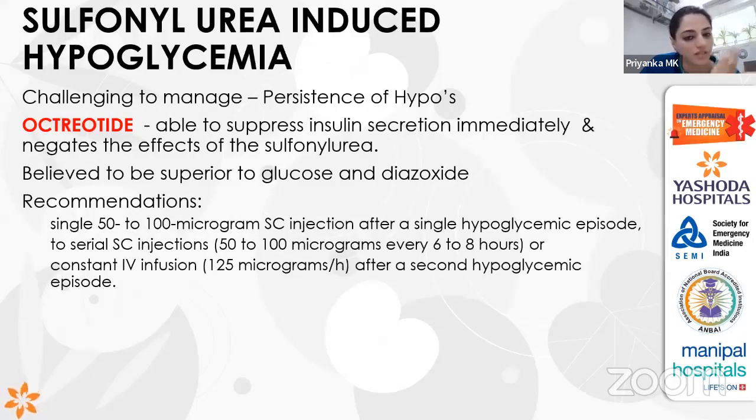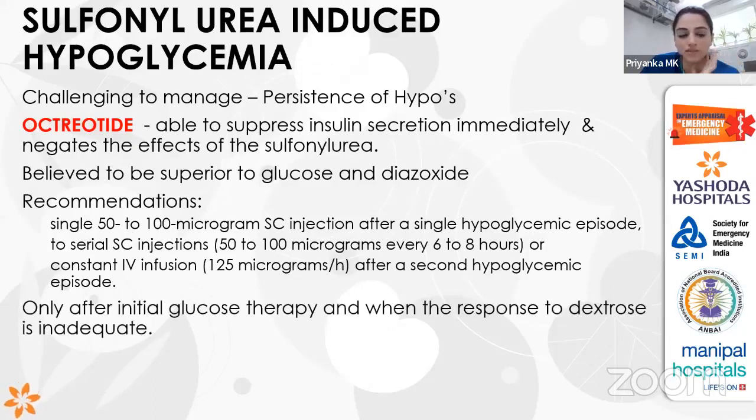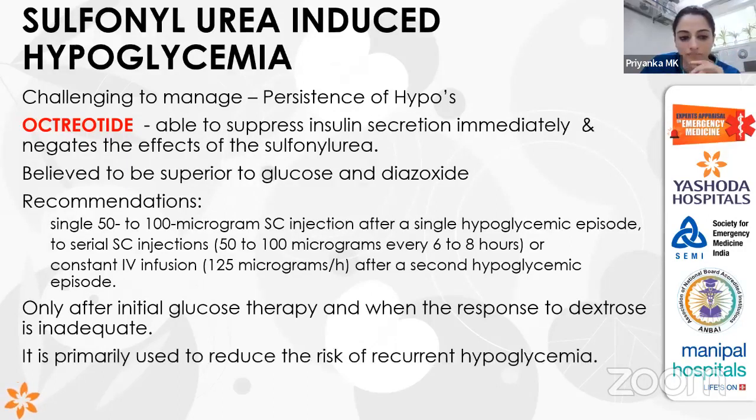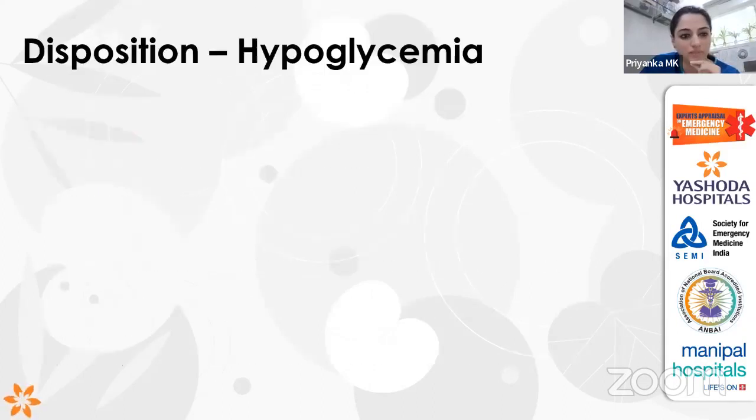You can even give serial subcutaneous injections every 6 to 8 hours, or you can even start a constant IV infusion of 125 mg per hour after a second hypoglycemic episode. But remember that octreotide should be given only after initial glucose therapy and when the response to dextrose is inadequate. It's primarily used to reduce recurrent hypoglycemia.